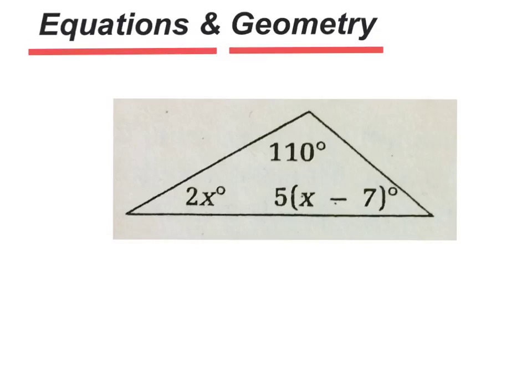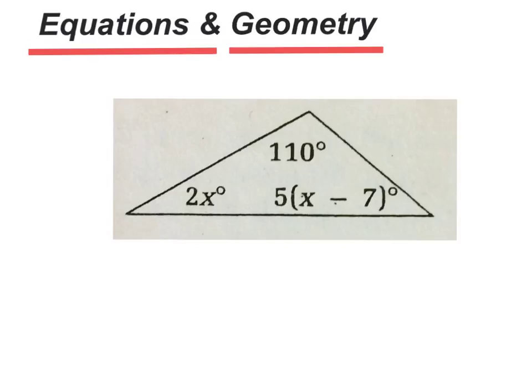Today we have another union of equations and geometry. What we got to do is set up the equation and solve here for x of this following triangle. Now, what we have as a given, first we have a triangle. Every single triangle, if you take the three angles inside, they need to add up to be 180 degrees. And that's just a given fact.